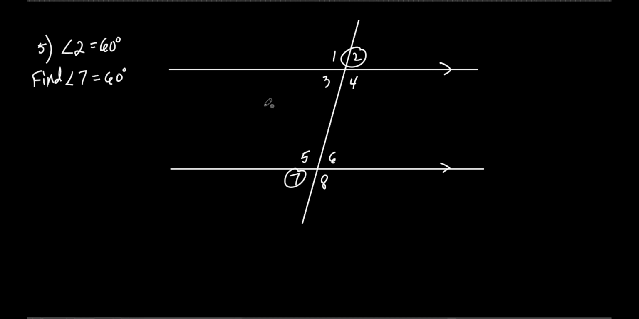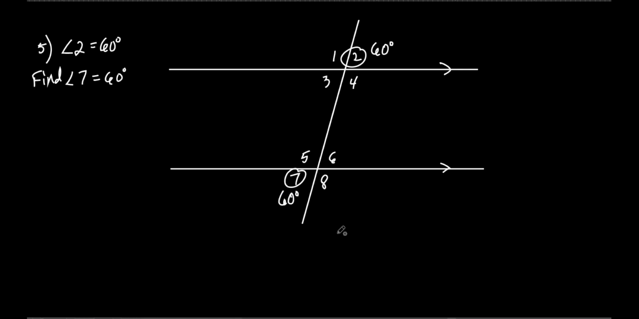So let's do another one. So 2 and 7 are both acute, so they're both equal. So if 2 is 60, then 7's got to be 60. Would you agree? All right. Let me ask you this. What's angle 1? Let's say angle 2 is 60 degrees. Let's find all the other angles. Let's find all the acute angles first. So angle 2 is 60, right? We already said angle 7 is 60.